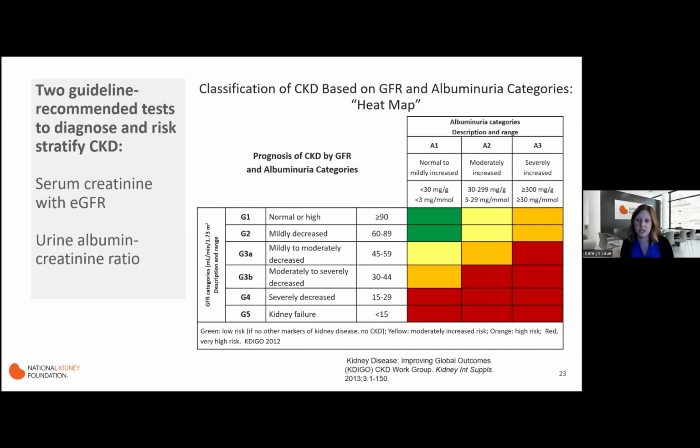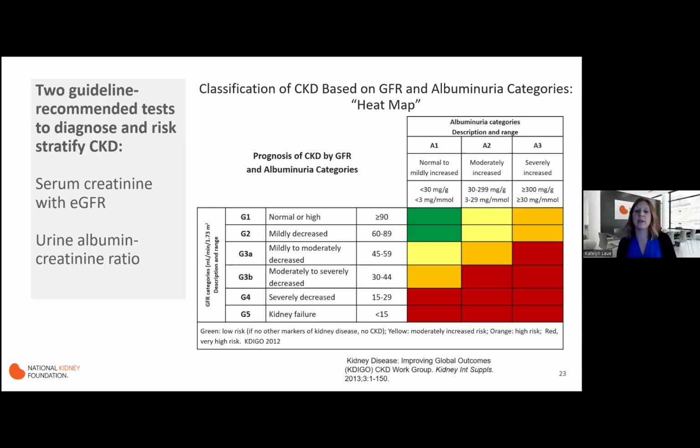But eGFR alone is insufficient to appropriately assess the severity of CKD and the likelihood of its progression. This heat map here shows how clinicians can use both eGFR and UACR to appropriately understand the staging and severity of CKD. A great example is CKD stage 3A. If you're looking at eGFR alone, you might see stage 3A as only mildly to moderately decreased kidney disease. But depending on what the UACR or the albuminuria results are, that person could be anywhere from a moderately increased risk of that kidney disease advancing all the way to a very high risk.